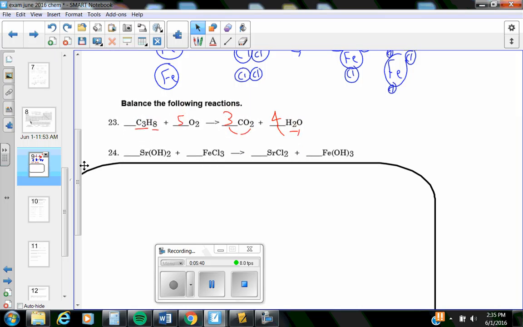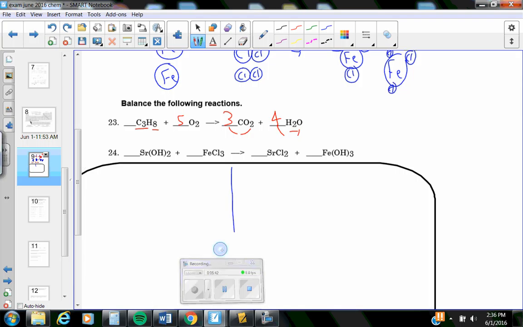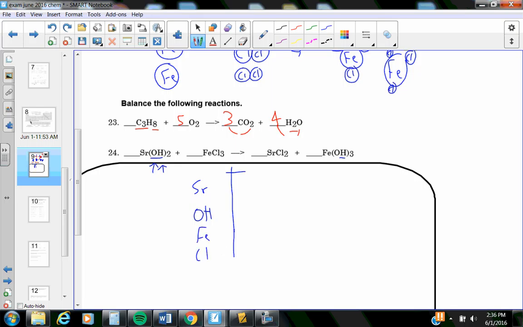Suggestion on this one, when you're counting these up, I would suggest counting SRs and OHs, even though this looks like we should have O's and H's separated. Keep them together. When you have a polyatomic ion that looks the same on this side and this side, don't make it more complicated. Count them as a single entity.